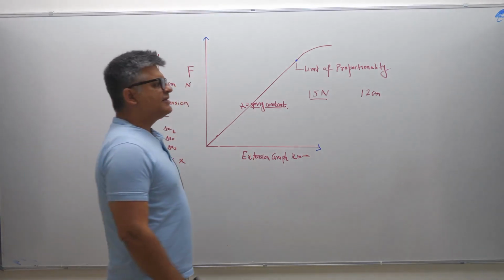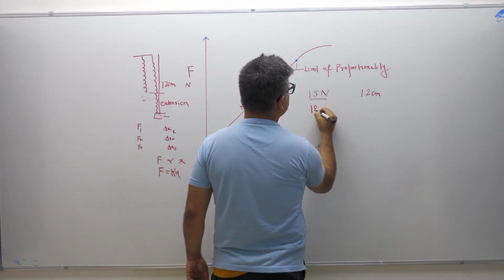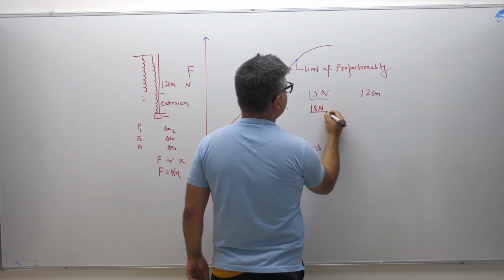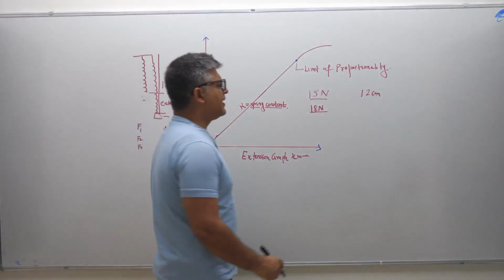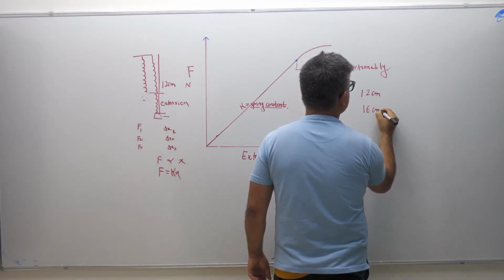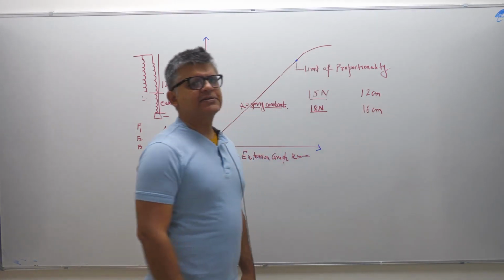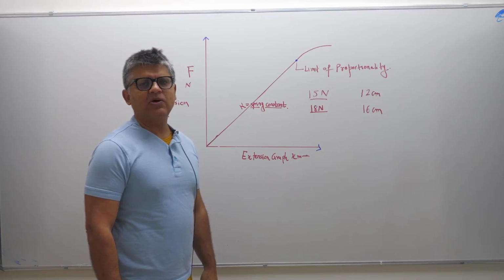Now you increase the force to 18 newtons, right? What you find is that the length of the spring is, say, 16 centimeters. Okay? Number one question is, what is the spring constant? What is the spring constant for this?